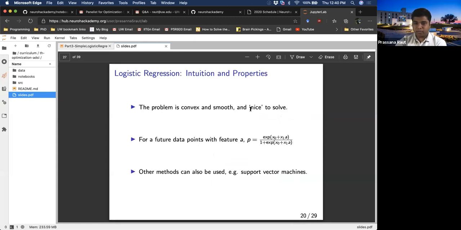So this optimization problem is convex and smooth, and hence can be solved efficiently, giving us the minima. After we have our optimal coefficients and a new data point is presented to us, we can say that the outcome will be 1 with the probability given by this expression. There are other methods as well, such as support vector machines, which use optimization to solve classification problems. Now, let us look at some concrete examples and work them out in Python.